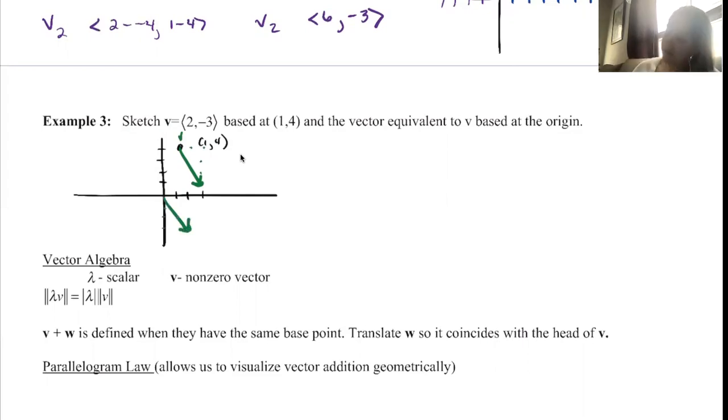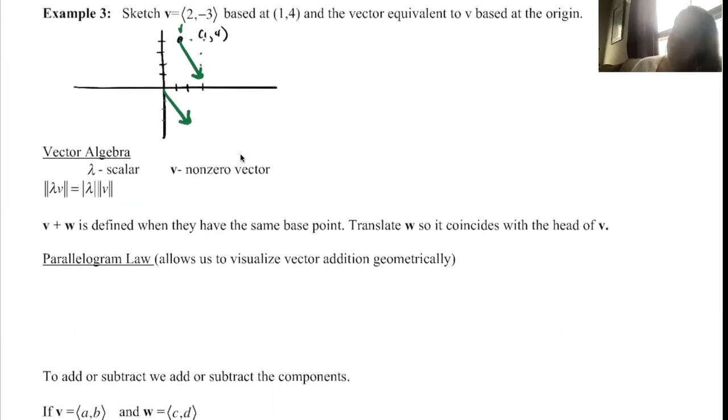There you go. Vector algebra: you have your scalar, and this is a Greek symbol, I think it's a lambda, I'd have to look that one up. Scalar, and then V is your non-zero vector. You don't want it to be 0, 0 because anything times 0 is 0, so that doesn't work.